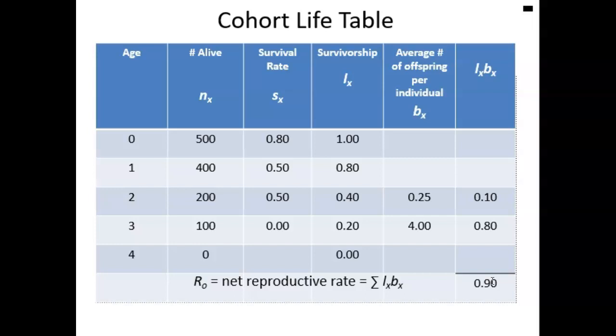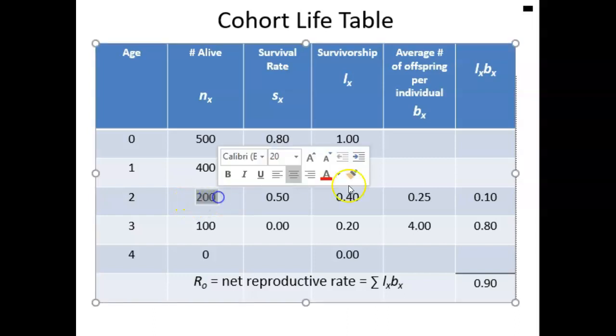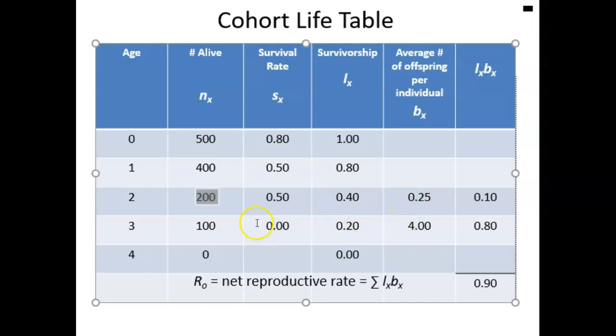Now, I will also point out there's another way to calculate this, and that's just by looking at the number of individuals and how much reproduction they're doing. In the 2-month time class, we have 200 individuals. Average number of offspring produced is 1/4, so 200 times 1/4 is 50. The 3-month time class, 100 individuals, each producing 4. So 100 times 4 is 400. So 400 plus 50 is 450. 450 divided by 500 is 0.9. They both are saying exactly the same thing. It's just a way to keep track of what's going on in our population.